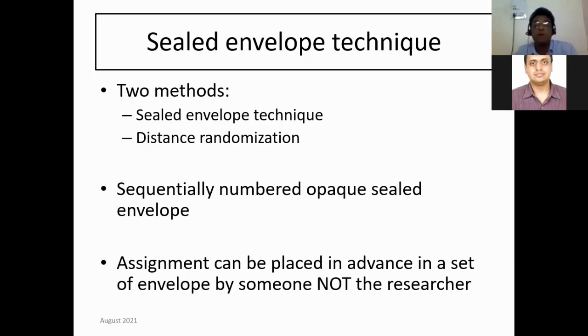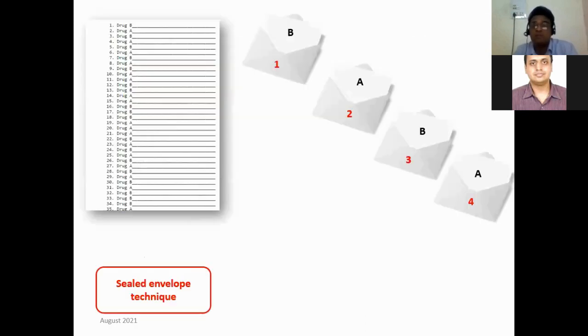Use an opaque envelope. The assignments can be placed in advance in a set of envelopes by someone who is not the researcher. That means the randomization list was available. Suppose I am the researcher, I ask my friend X to prepare this randomization list, and I tell this friend X to make 60 envelopes, labeled 1, 2, 3, 4, 5, 6, up to 60. Envelope 1 receives drug B, 2 receives drug A, 3 receives drug B. Within that envelope, I put a slip that says drug A or drug B, and then I seal it, right?